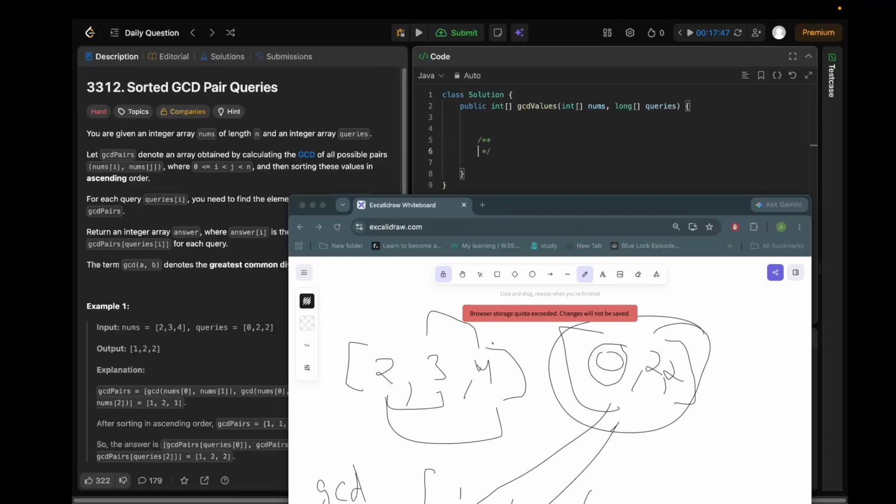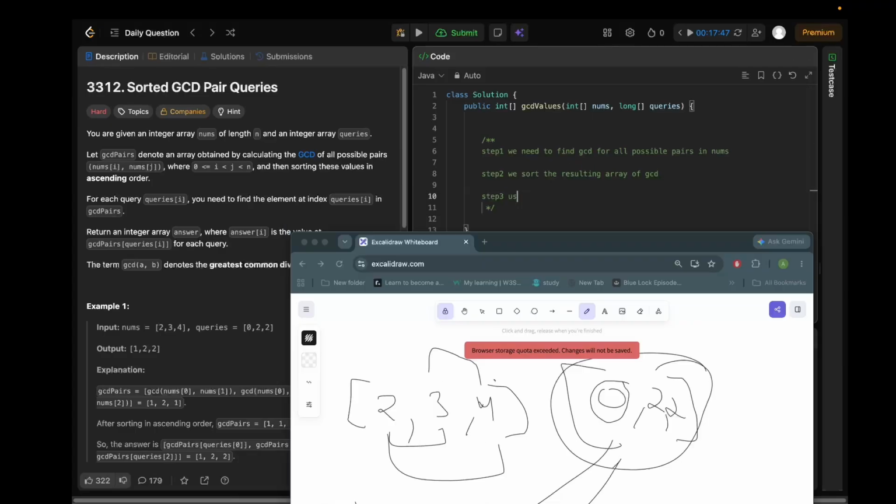Okay. So first, what do we have? What do we need to do? Step 1 is we need to find the GCD for all possible pairs in nums. That's the hardest part, right? Then step 2, we sort the resulting GCD array. Okay, and step 3 is use queries as indexes, store the answers, and return the array. That's the overview of what we need to do.